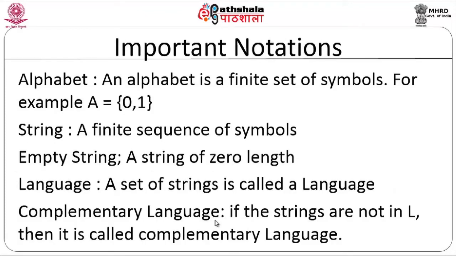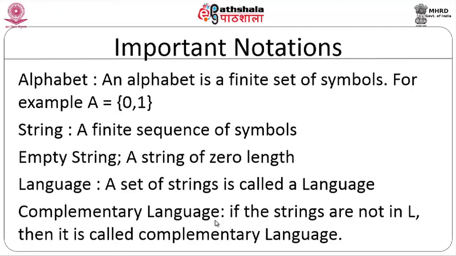So, the ingredients of this proof: we have to have certain important terminologies. We should have something called an alphabet. An alphabet is a finite set of symbols. For example, an alphabet can be 0 or 1. Using this alphabet, a string can be constructed. A string is defined as a set of symbols. For example, we can say that 0 0 or 1 0 or 1 1 is a string.